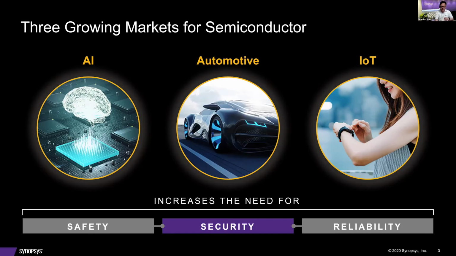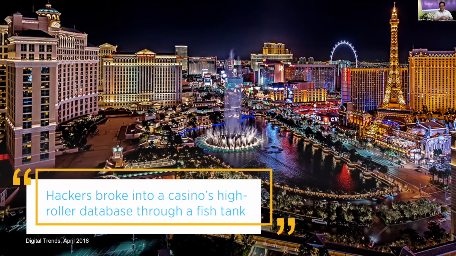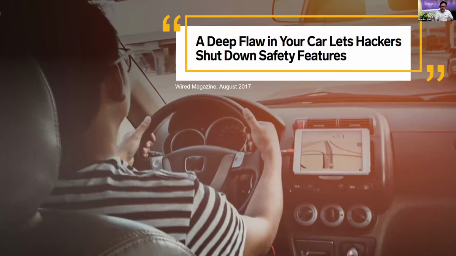As you probably heard in the story about hackers getting into a casino through a fish tank a couple of years ago, things could get worse in a car. That's what Wired magazine reported about three years ago. It's really dangerous because hackers can actually infiltrate it by bypassing the whole anti-hacking shield of the automobile.